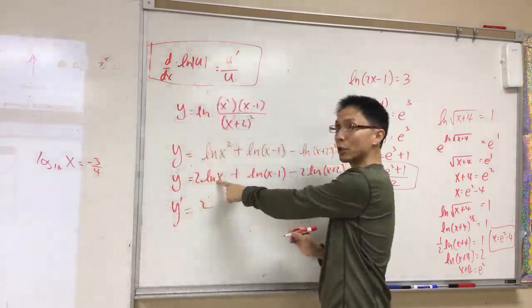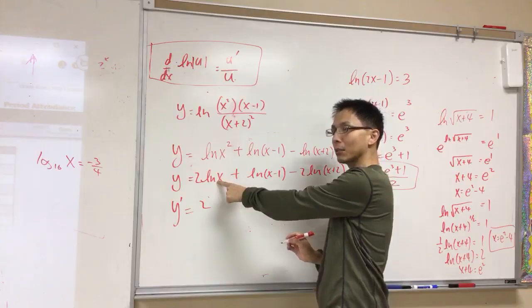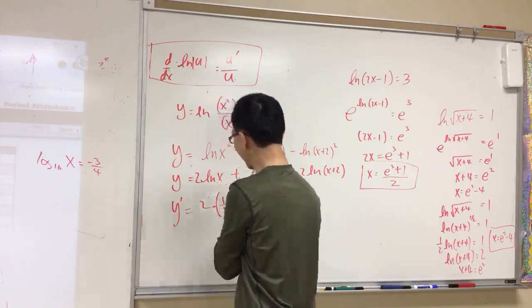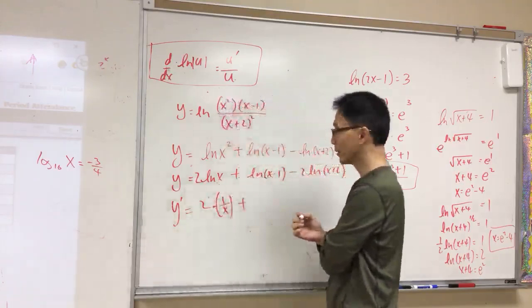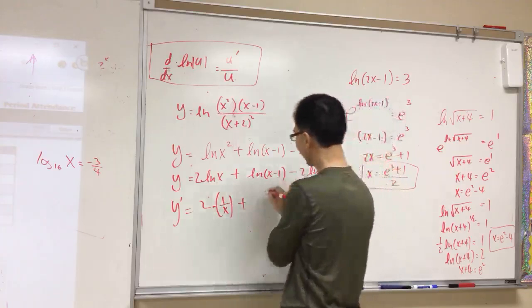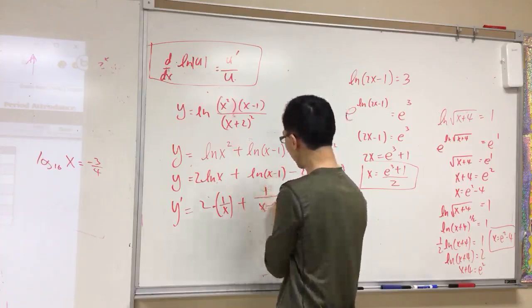This one's u, so u prime over u. What's the derivative of x? Derivative of x is what? 1, right? Over x, right? Plus derivative of x minus 1? 1 over x minus 1. So u prime over u.